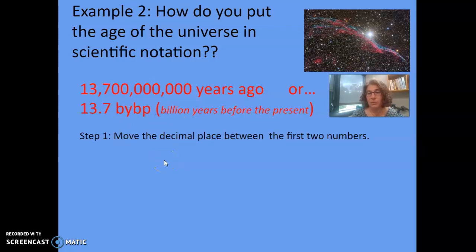The first step is we're going to move the decimal between the first two numbers. So that would be 1.37. Again, we want a number between 1 and 9.99999. So we need to move the decimal.